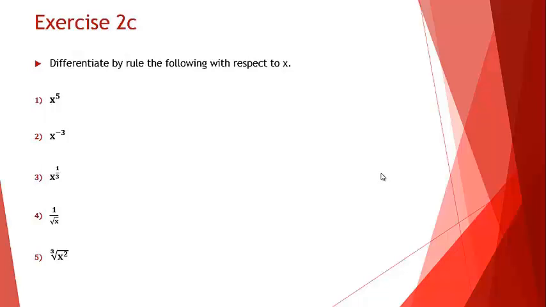Now try out these questions by yourself. Differentiate by rule the following with respect to x: x to the power 5, x to the power negative 3, x to the power 1/3, 1 over root of x, and then the cubic root of x squared. If you try out these questions, you will get answers like this.